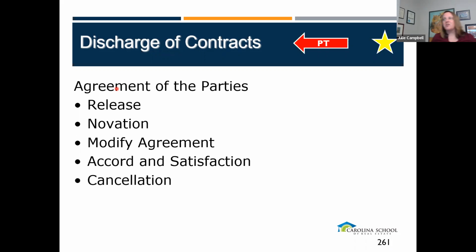Accord and satisfaction is a partial agreement. In accord and satisfaction, one party accepts something less than what they agreed to. For some reason, I can't perform as promised. I can't give you this, but instead I can give you this. I can't do this, but instead I can do that.